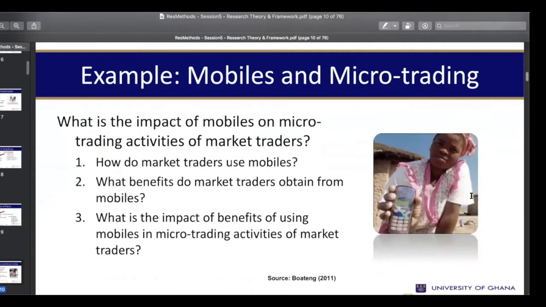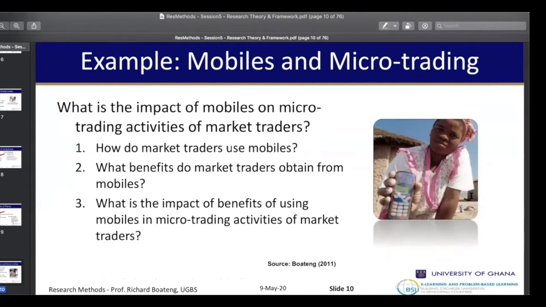So let's look at the example. I gave you this paper some time ago to read on mobiles and micro trading, which is part of the papers outlined in our resources. The objective of the study was to explore the impact of mobile phones on micro trading activities of market traders. Out of that, three questions were derived. How do market traders use mobiles? What benefits do market traders obtain from mobiles? What is the impact of using mobiles in micro trading activities of market traders?